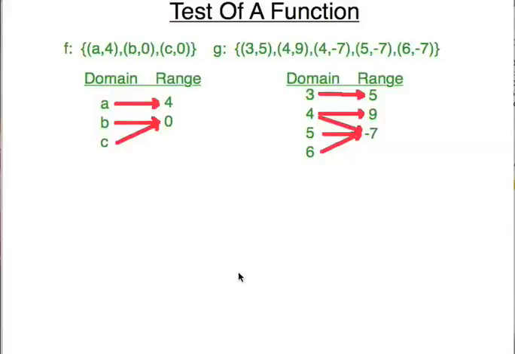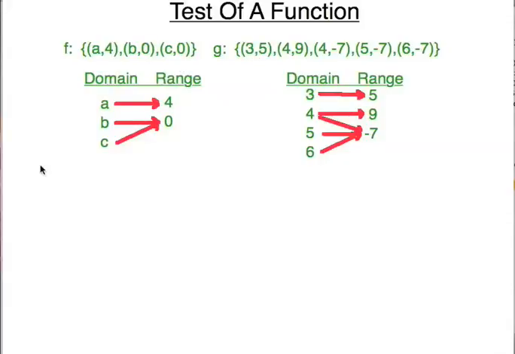In this video, we're going to talk about how to determine if what you have is a function or not. Here we have two functions, function f and function g. And yes, a function can be a set of points. We'll talk about other types of functions later. But function f is these 3 points and function g will be these 5 points.